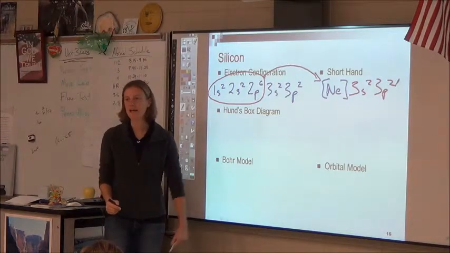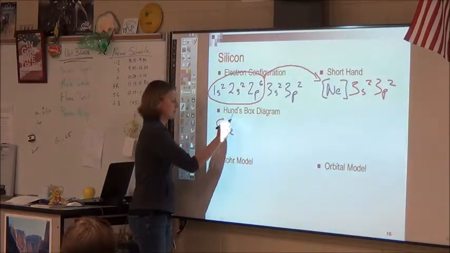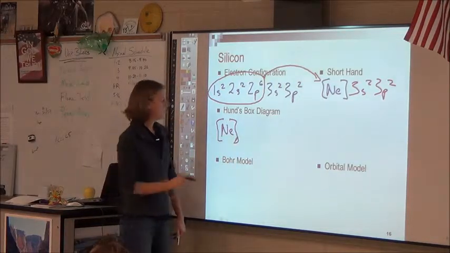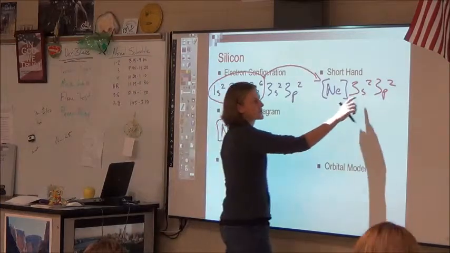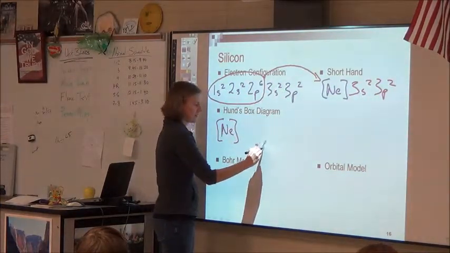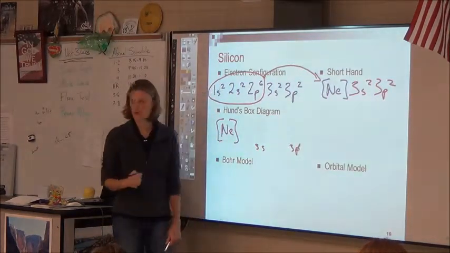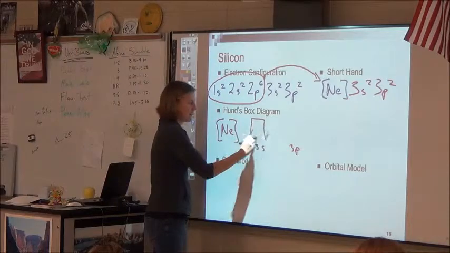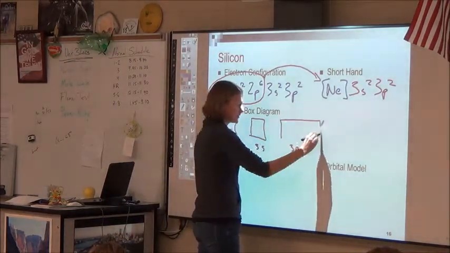All right, Hund's rule box diagram. And I'll let you guys do shorthand as well, because that's just boxes. So I've got to draw boxes for 3s and 3p. Just write that down there. 3s, 3p, which you just wrote. How many boxes for s? One. How many boxes for p? Three. And even if some of them are empty, we still draw all three.